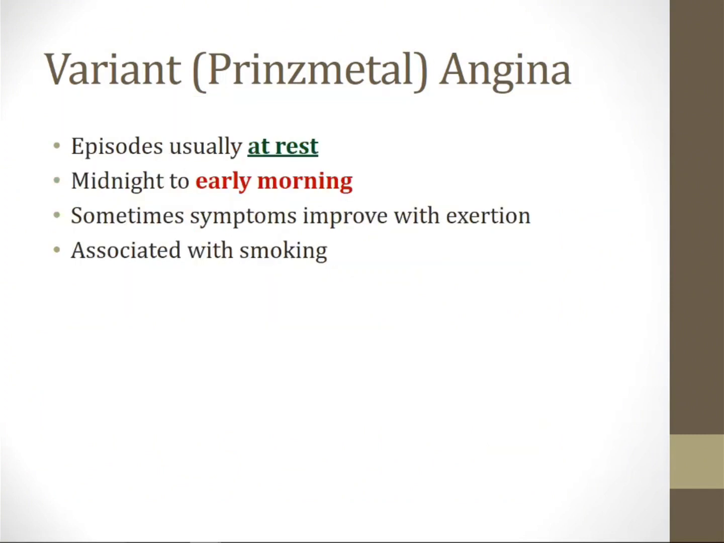Episodes of variant angina usually occur at rest, so this is very different from stable angina where the episodes often occur with exertion. The classic time for these episodes to occur is from midnight to early morning. The reason for this is not well understood. Sometimes the symptoms even improve with exertion, so this is very different from stable angina. And this is associated with smoking, and most patients who have this disorder are smokers.